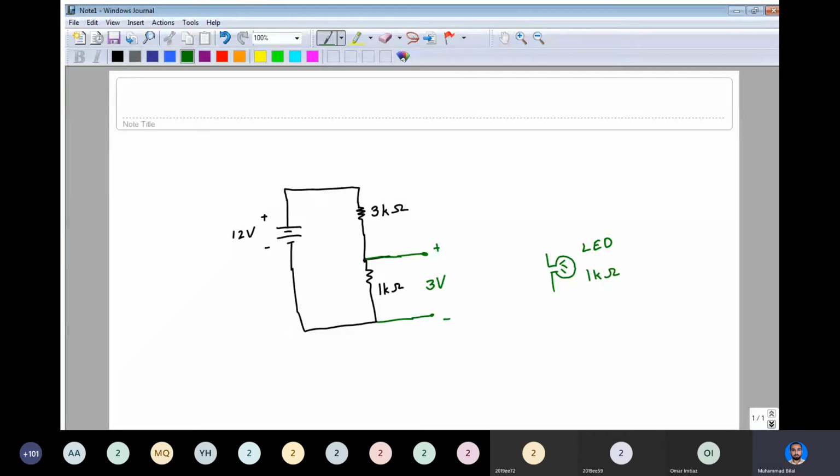Let's say this example. If we look at this circuit, we have a voltage divider circuit that consists of two resistors in series, 3 kilo ohm and 1 kilo ohm. That is dividing this 12 volt into this ratio. We have 9 volt across the 3 kilo ohm and 3 volt across the 1 kilo ohm. Because to this LED circuit, let's say, we want to apply 3 volt fixed, neither less nor greater than that.